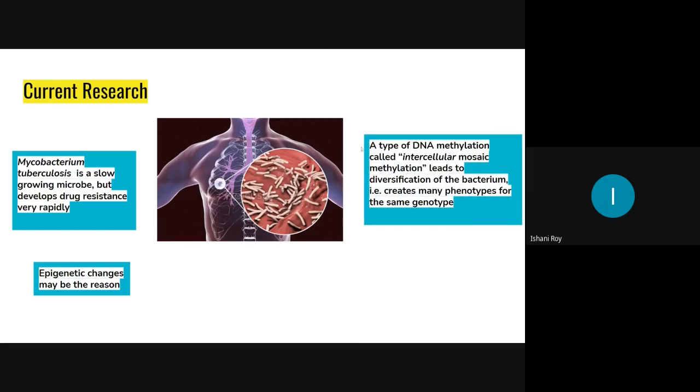So they have studied and found out that there is a type of DNA methylation called intercellular mosaic methylation. What this methylation does is it leads to the bacteria developing many phenotypes or physical features, like we had studied about in the first session. It diversifies, it creates many forms of itself even though it has the same exact genome. This helps it adapt very quickly to the external environment, and it escapes the effect of antibiotics and develops resistance against it.